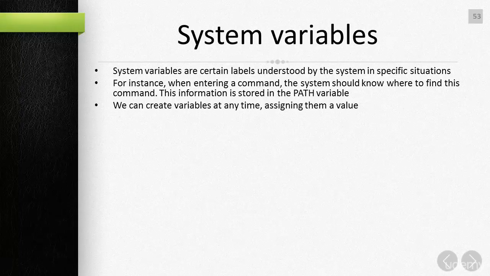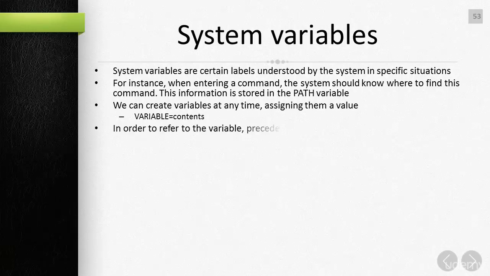In Linux, just as in Windows, you can add new system variables at any given moment. You just need to assign them a value. The principle you should follow is variable equals content. It's good to precede it with the keyword export, which means that the variable is available in a single terminal. When you make a reference to a variable, you need to precede its name with the dollar symbol. In Windows, you should type %. For example, if you want to reference the path variable in Windows, you should type %path%, and in Linux, $PATH.